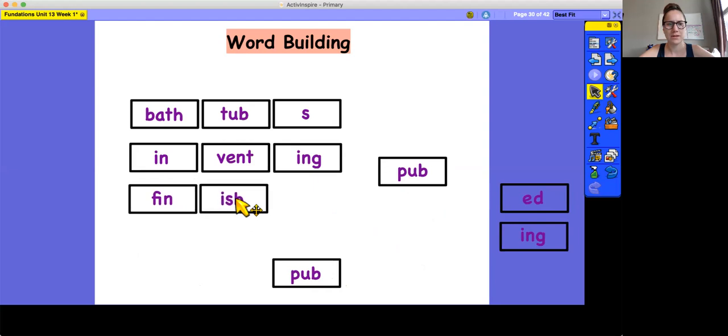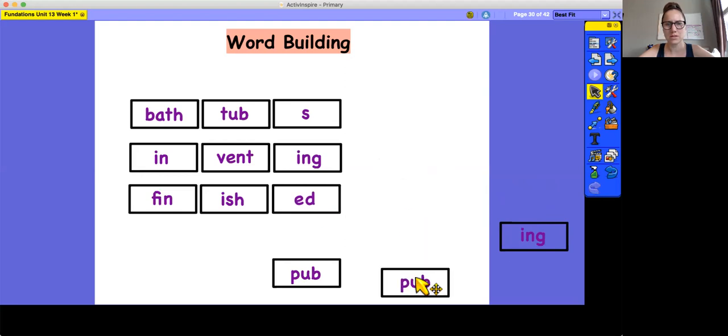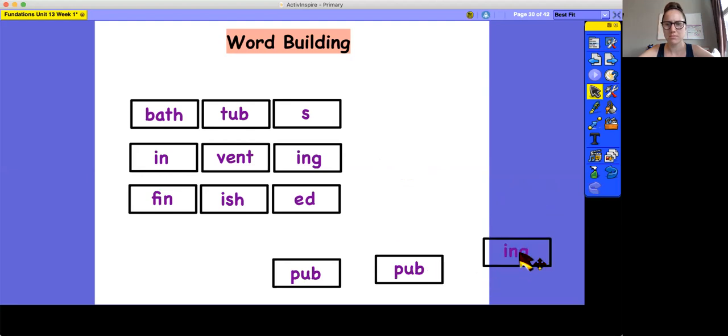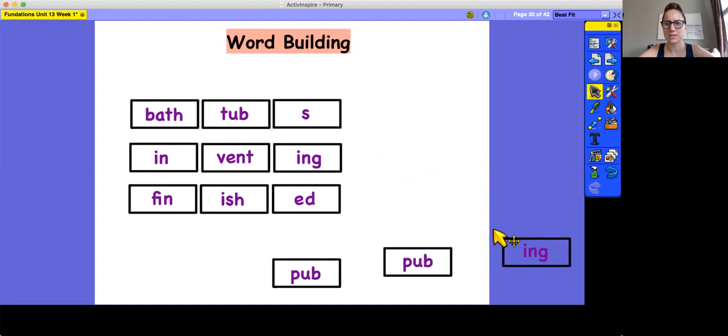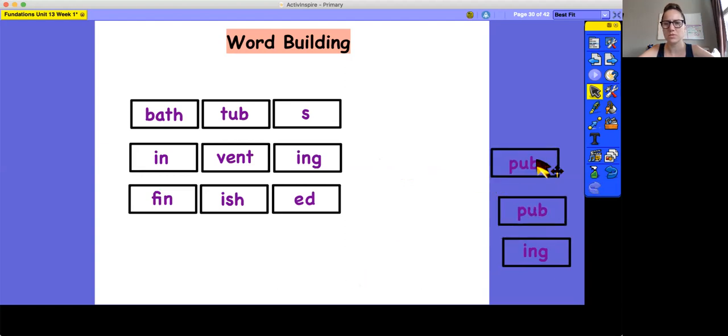Here's finish. Finish, like you finish your work. Ooh, finished. Like you already did it. Finished. Now I'm stuck with pub and pub. I guess pubbing, pubbing. These must be extra pieces that we're not going to use. So we'll just move those over here. Okay, let's look at the words we made. We have bathtubs, inventing, and finished. Great job.